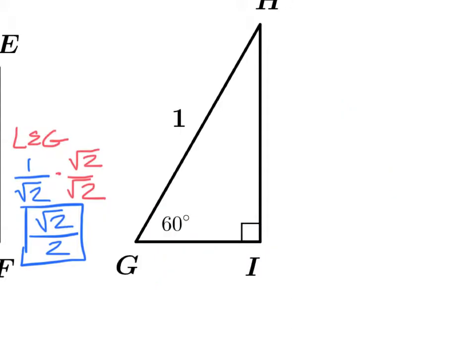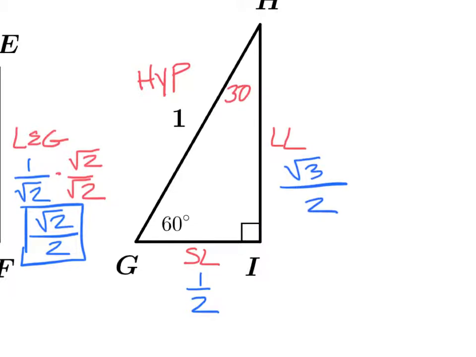Here's another 30, 60, 90, except it's drawn differently. And still the short leg is across from the 30 degrees and the long leg is across from the 60. The hypotenuse is across from the right angle. To go from the hypotenuse to the short leg, you have to divide by 2. So again, the short leg is still 1/2. And to go from the short leg to the long leg, you have to multiply by the square root of 3. So once again, we get square root of 3 over 2 for the long leg.